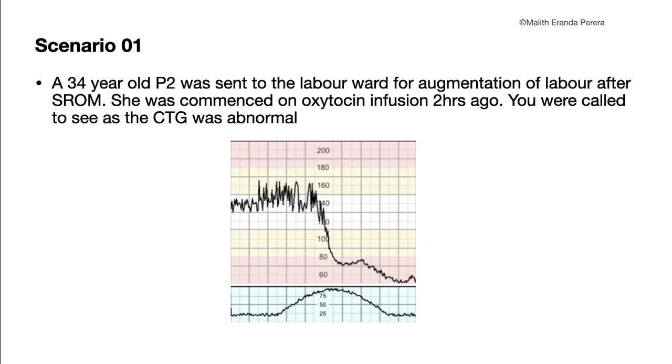When you see a CTG like this, 4 things should come into your mind which can cause acute fetal hypoxia. Namely, they are cord prolapse, uterine hyperstimulation, placental abruption, and uterine rupture. Keeping those 4 in mind, let's move to the questions.